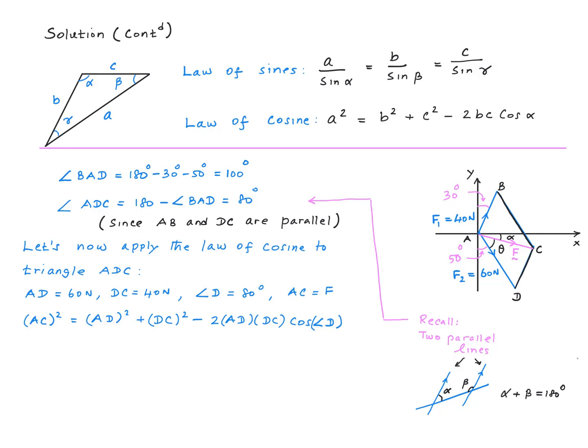To be systematic, let's go ahead and summarize what we know. AD is 60 Newton, DC is 40 Newton, angle D is 80 degrees, AC is F, which is the magnitude of the resultant force. Now applying the cosine law, AC squared equals AD squared, which is that, plus DC squared, right, minus 2 times AD times DC times cosine of this angle between the two lines. Now substituting numbers for the parameters in this equation, we get a value of 66.1 Newton for F.